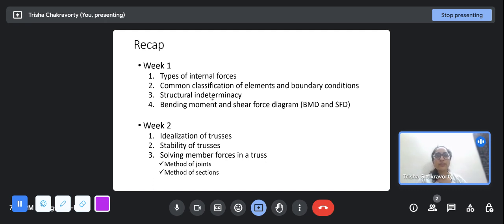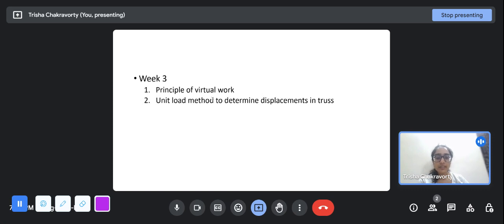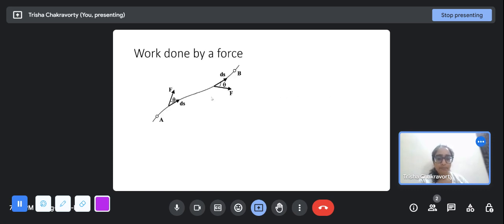Method of joints is used when we need to find the forces in all the members of a truss, and method of sections is commonly used when we need only a few members. If we learn to take the sections carefully, we may end up solving a lot fewer equations to get the exact forces that we want. And so now we are in week three. The major topics are the principle of virtual work and the unit load method to determine displacements in a truss.